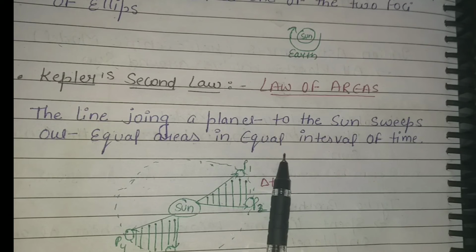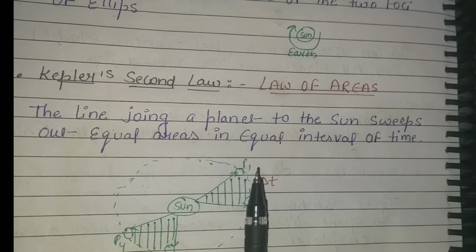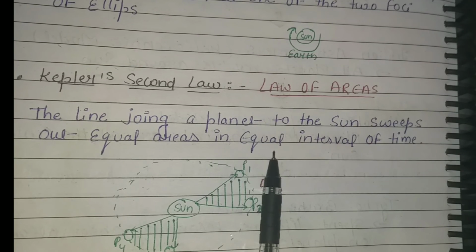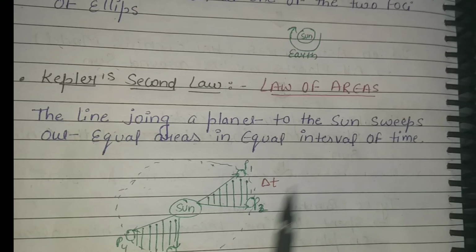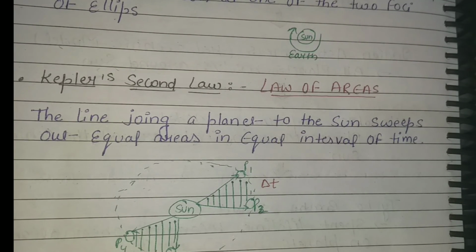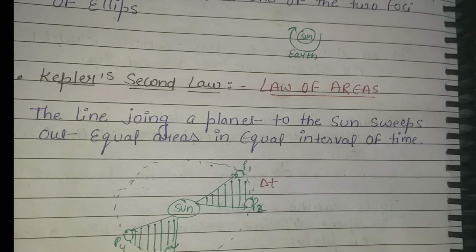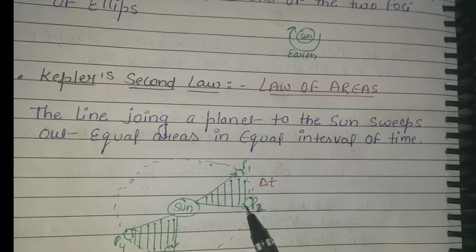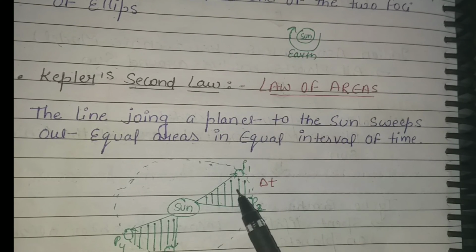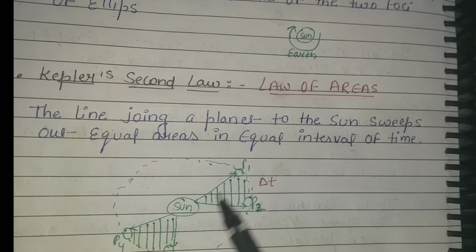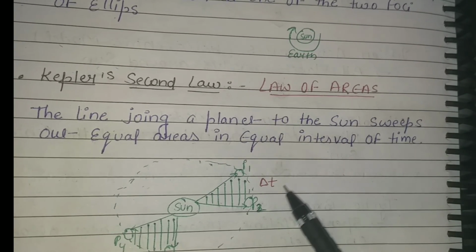Now let us see the second law, which is the law of areas. Kepler explained that the line joining a planet to the sun sweeps out equal areas in equal intervals of time. Let us suppose this is the sun and these are your planets. So according to this law, he concluded that the line joining a planet to the sun sweeps out equal areas in equal intervals of time, as you can see here.